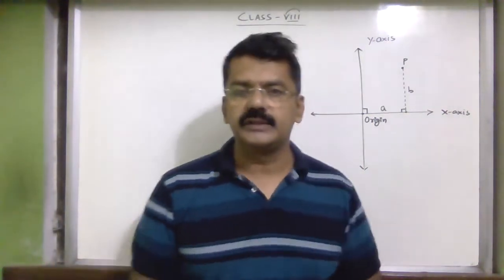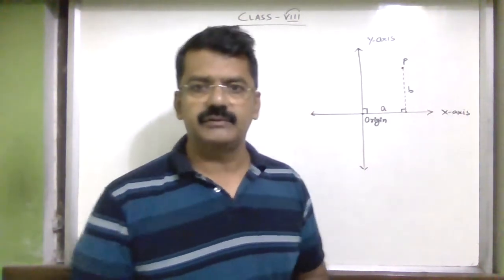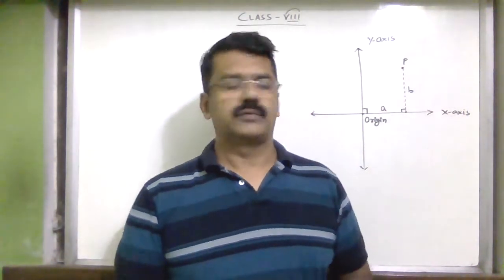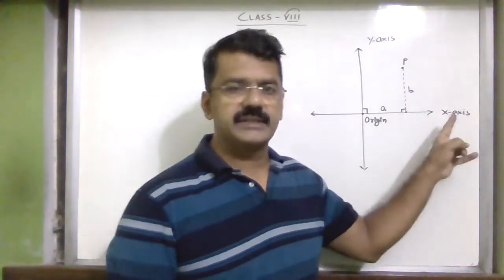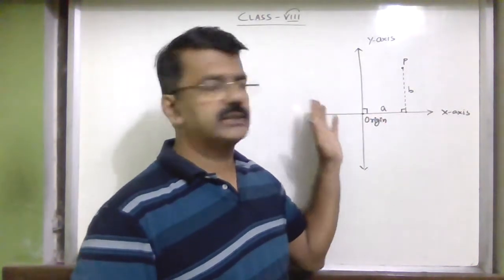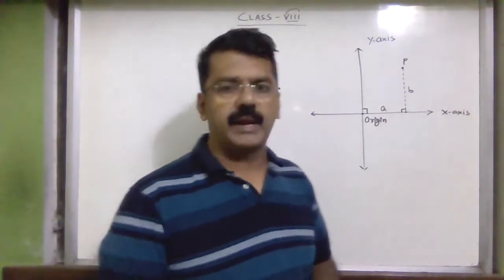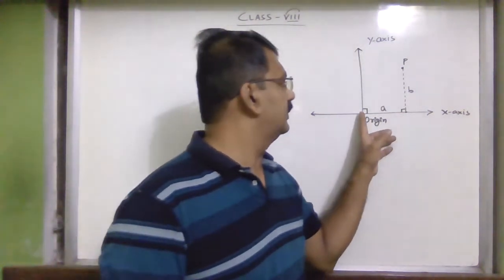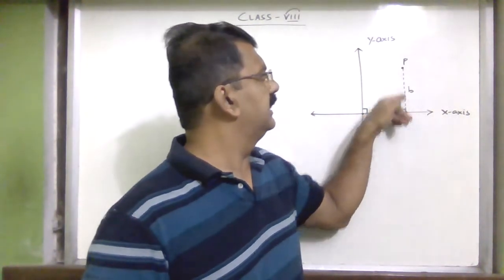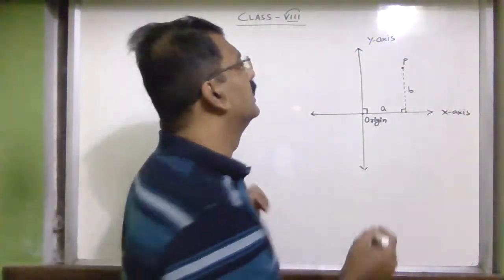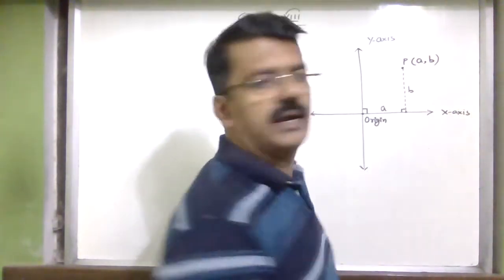Similarly, from the origin, if you go up, that distance is taken as positive, and if you go down from the origin, then that distance is taken as negative. So positive in this direction, negative in this direction, positive in this direction, negative in this direction. Now, as I told you, we have moved a distance towards right, so it is positive a, and b distance upwards, so it is positive b. So the coordinates of point P will be a comma b.